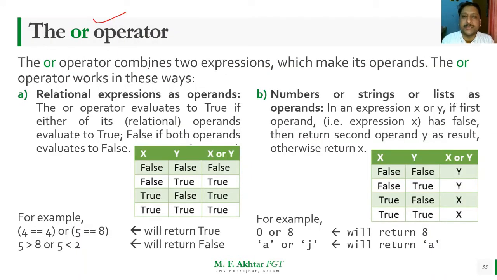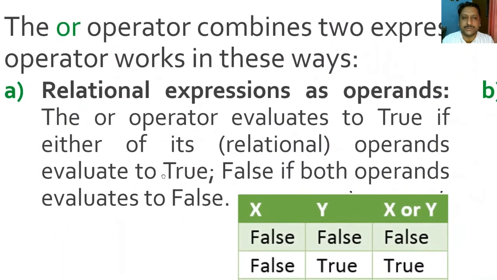The OR operator combines two expressions, which make its operands. The OR operator works in three ways. See here how the OR operator works. The OR operator works with two relational expressions. See here how it works.